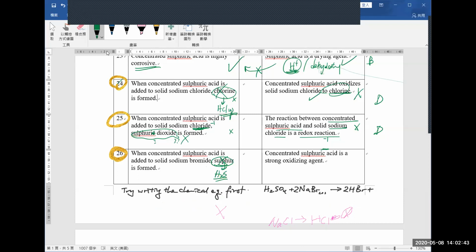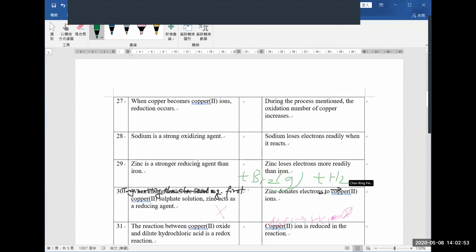So concentrated sulfuric acid is a strong oxidizing agent. It's a cross, take C. Four more questions to go. Yes, bromine is also formed. 27.